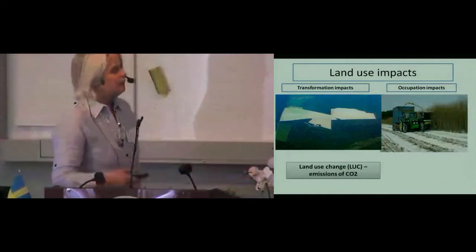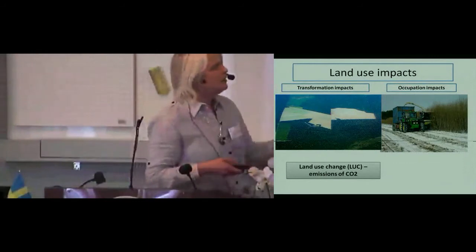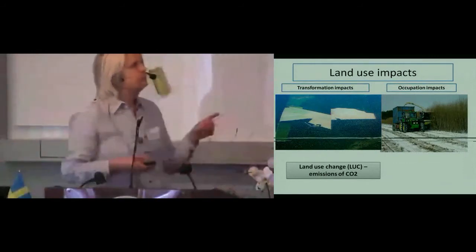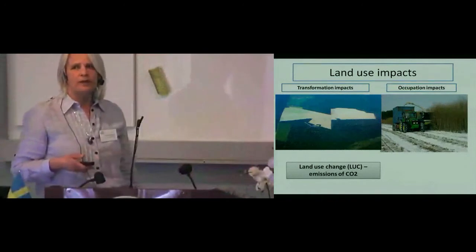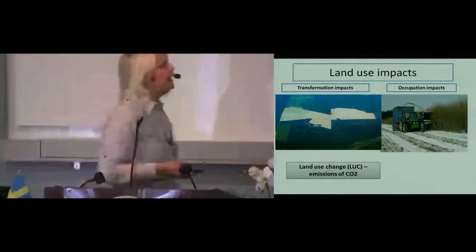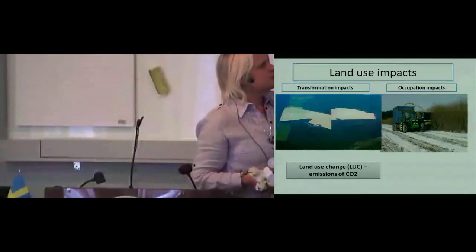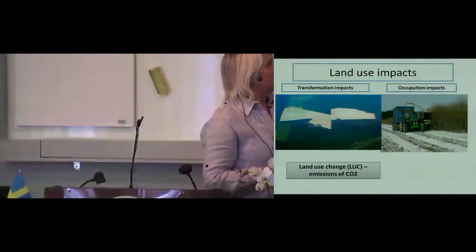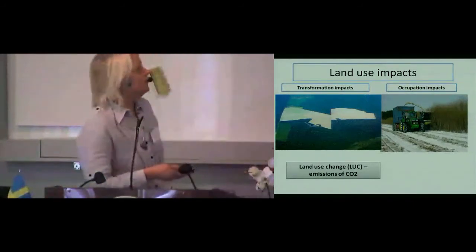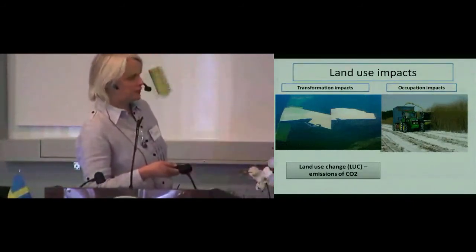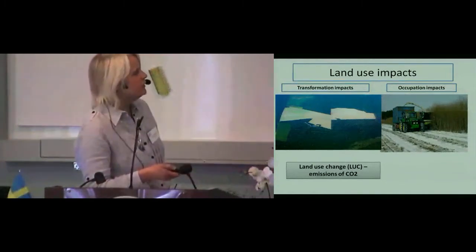Now, I work a lot with life cycle assessment and carbon footprinting, and in our methodology world, we talk about two different things here, transformation impacts and occupation impacts. And in the IPCC world, the climate panel, it's land use change and land use. Land use change is obviously when we do something dramatic, like converting a forest into agricultural land, and this picture here is from the Amazon.